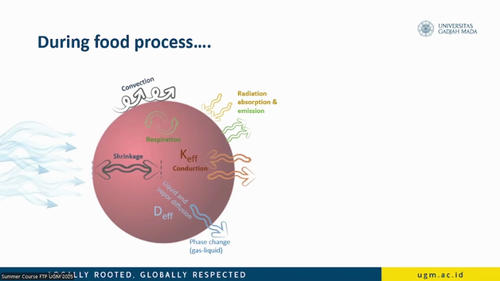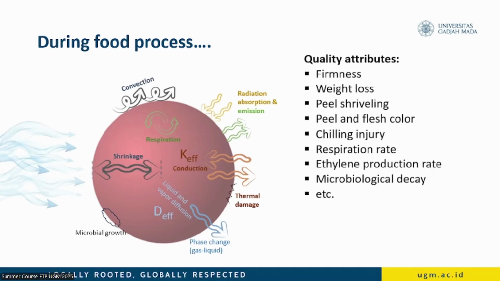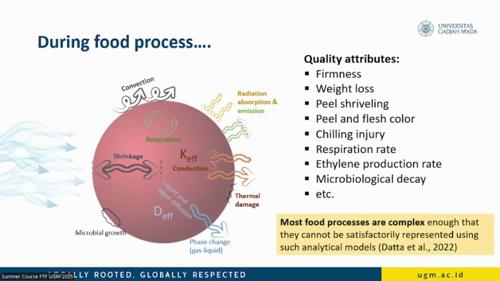Radiation, absorption, and emission also play roles in this reaction, as well as microbial growth and thermal damage. This affects quality attributes like firmness, weight loss, peel shriveling, peel and flesh color, chilling injury, respiration rate, and others. So most food processes are complex enough that they cannot be satisfactorily represented using such analytical models.